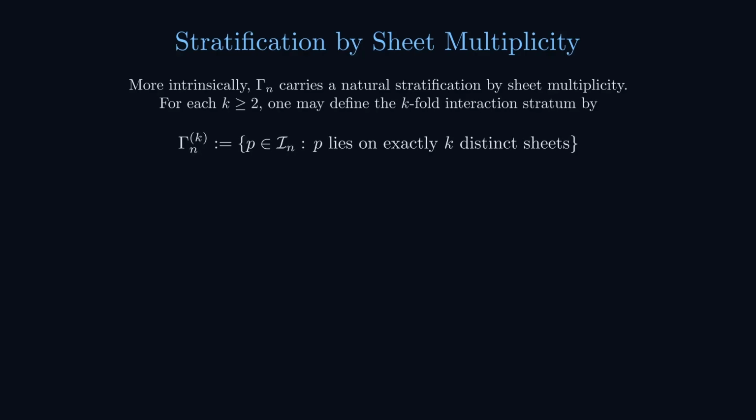So gamma sub n carries a natural stratification by sheet multiplicity. For each k greater than or equal to 2, one may define the k-fold interaction stratum by the set of points P in I sub n where P lies on exactly k distinct sheets.